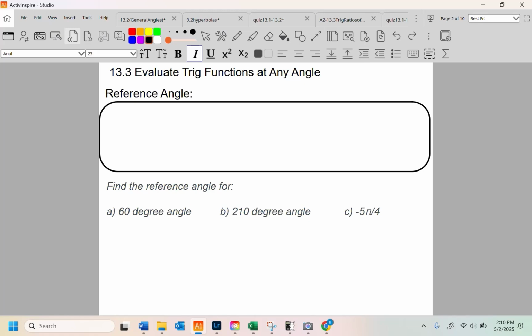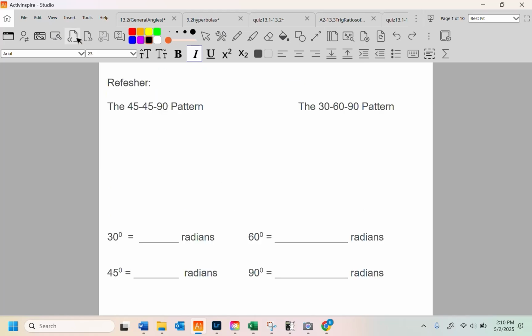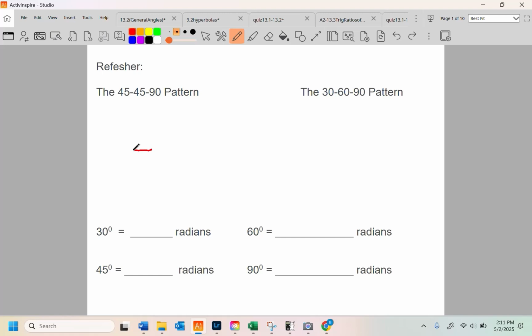So this is 13.3, evaluate the trig functions at any angle. And the refresher on this is going over the patterns, because this unit, and trig, is built on these patterns. I wish there was more time allotted in geometry to get these things ironed out. 45-45-90 pattern, of course angles matter, is X, X, X root 2. And usually when I teach this particular section, I focus my attention on this variation, 1, 1, root 2. That's the big one for this section. It's not a circle section, that's tomorrow, but this is the big one for this section.